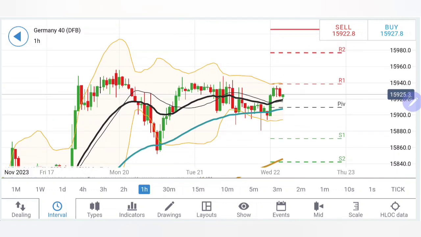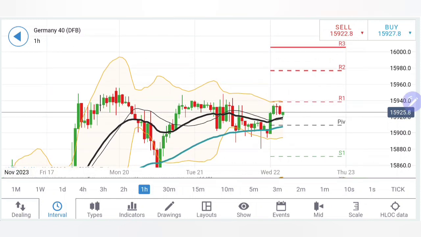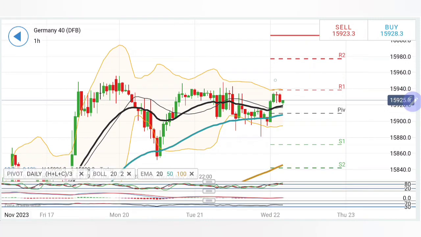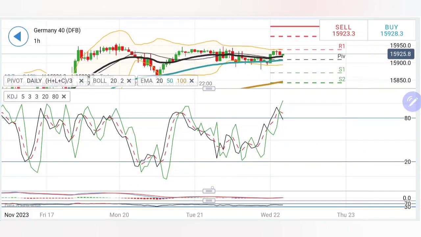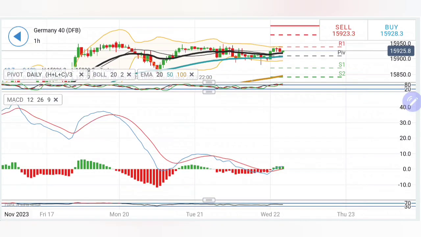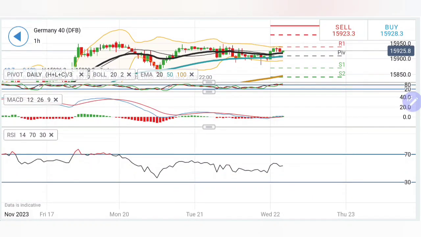Thus, at any point of time, if you see Germany staying beyond the 15,940 or 960 zone, you can buy. Expect it to break past the 16,000 level, which is the next resistance zone. Right now, it is taking support from the 20 period moving average here. The stochastic was overbought; it is trying to cool down a bit. MACD is flat and at neutral levels. RSI is flat as well.